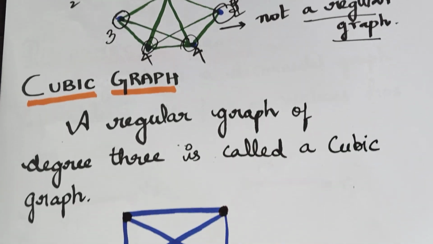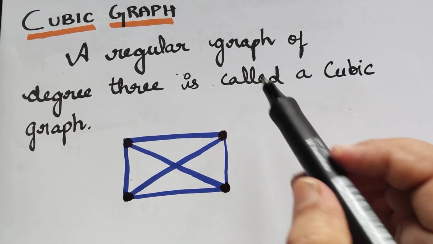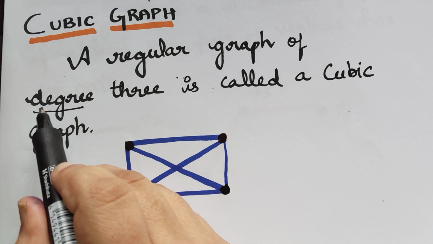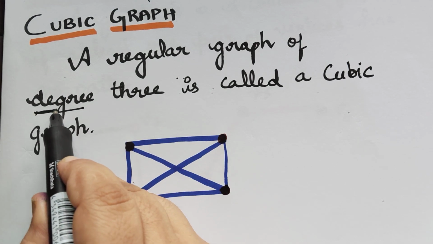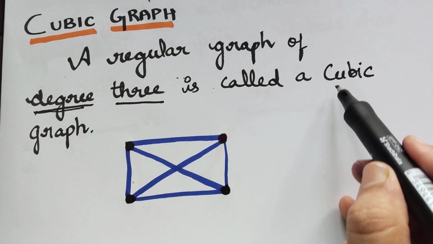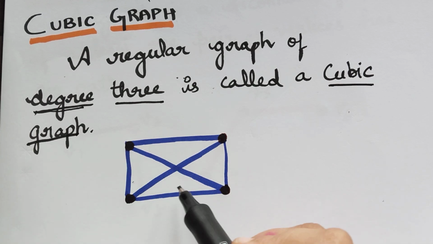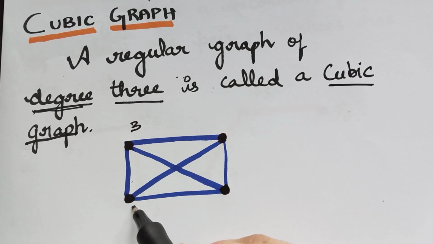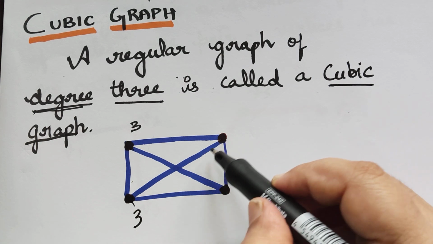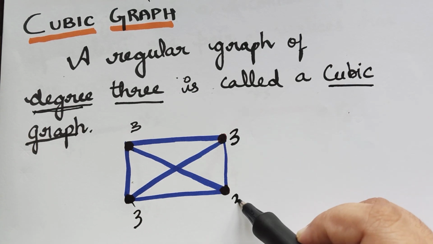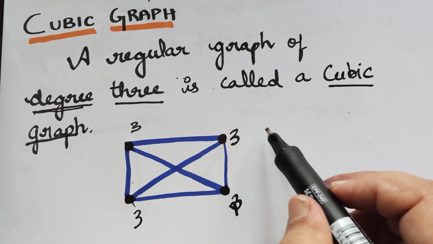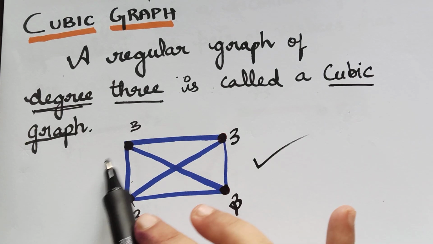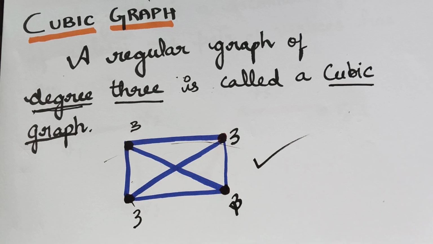Next, we have the definition of a cubic graph: a regular graph of degree 3. So, it should be a regular graph, that is, all vertices should have the same degree, and in particular it is of degree 3. It is called a cubic graph. Example is here. If you consider this vertex, the degree is 3. What about this? It is also 3. 1, 2 and 3, so 3, and the degree of this vertex is also 3. So therefore this is a cubic graph. A regular graph of degree 3 is called a cubic graph.